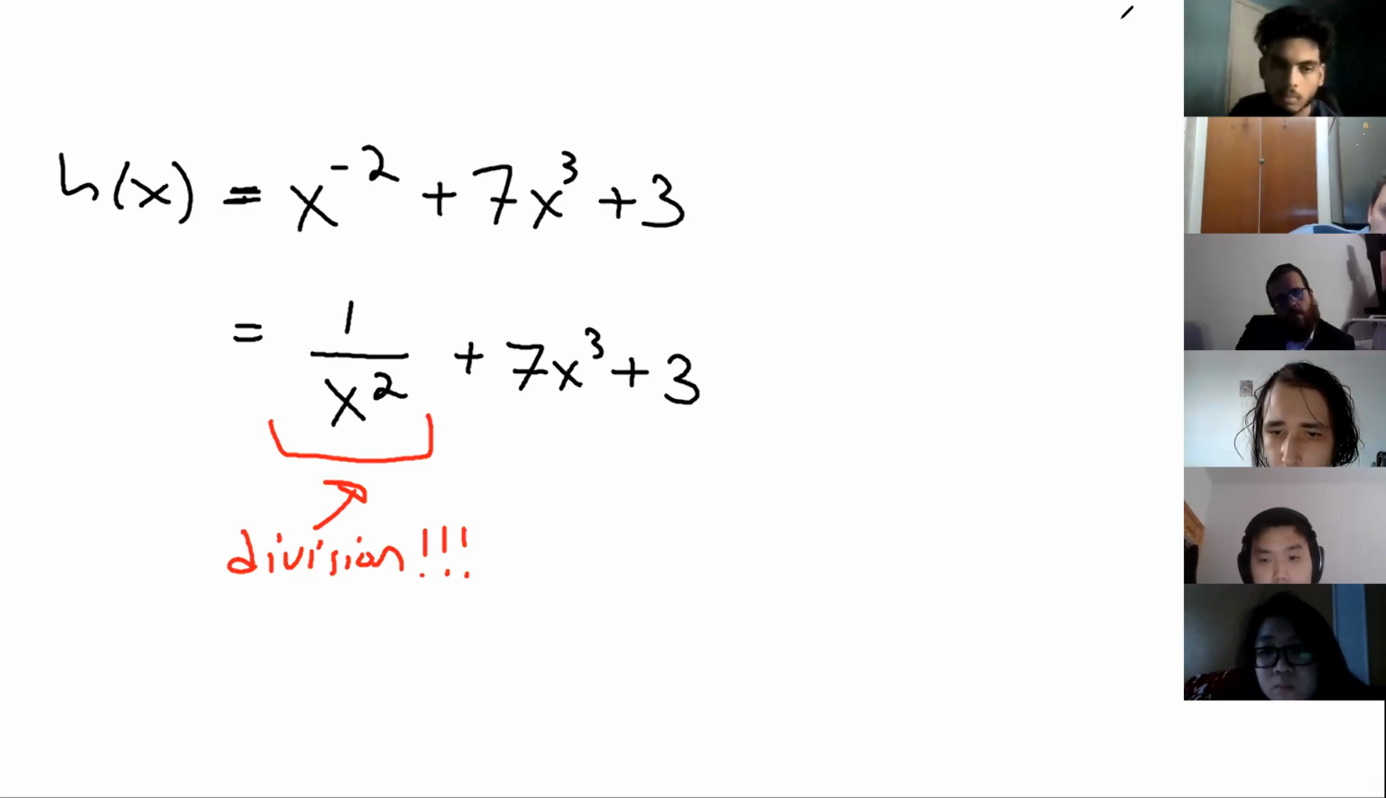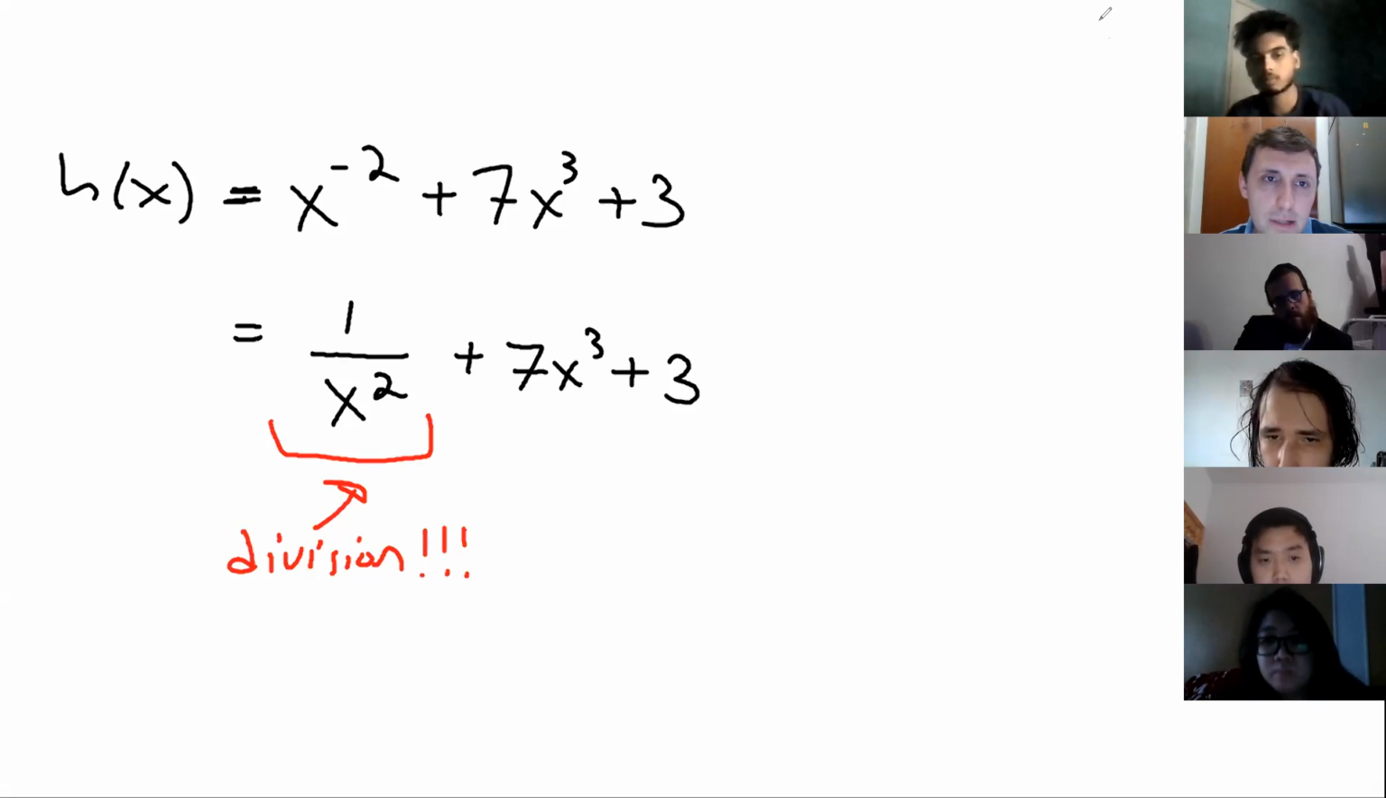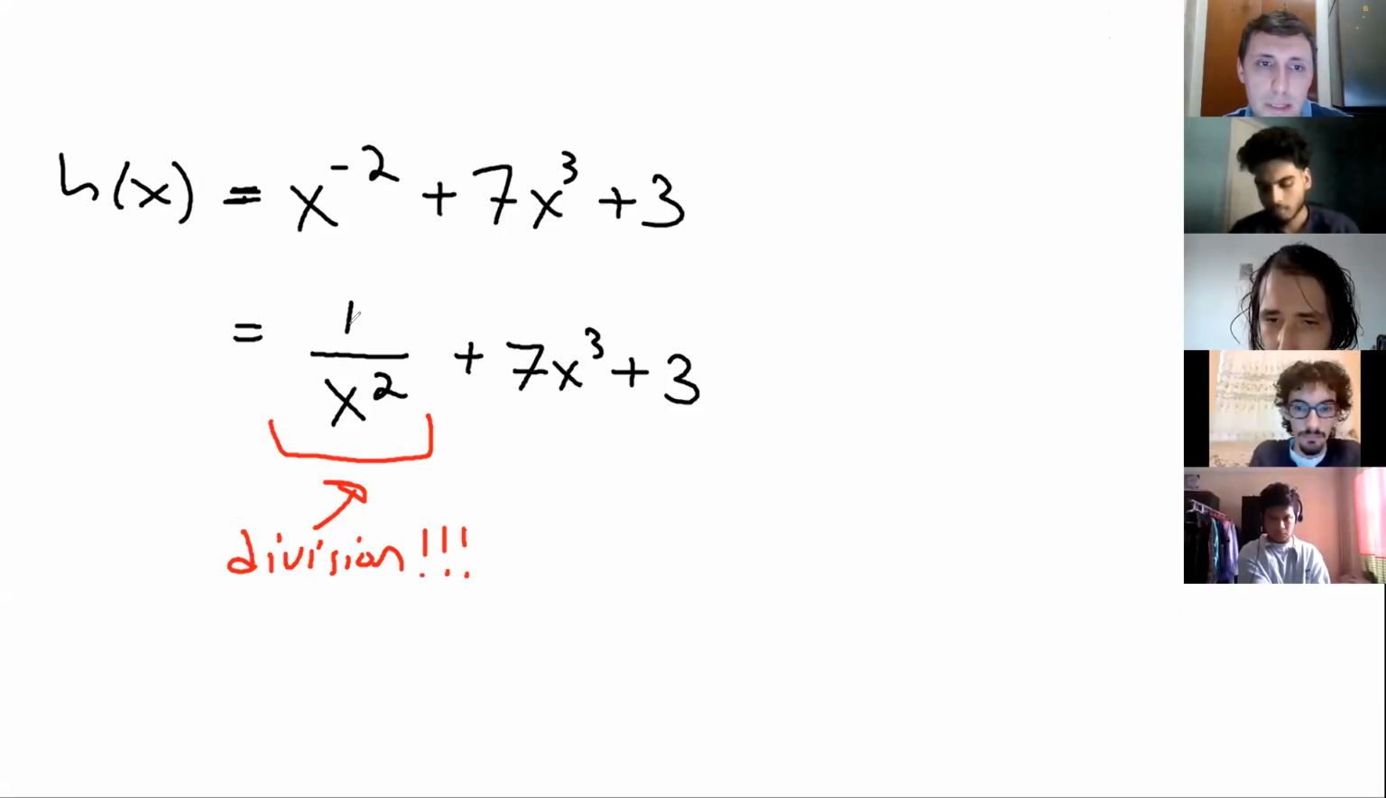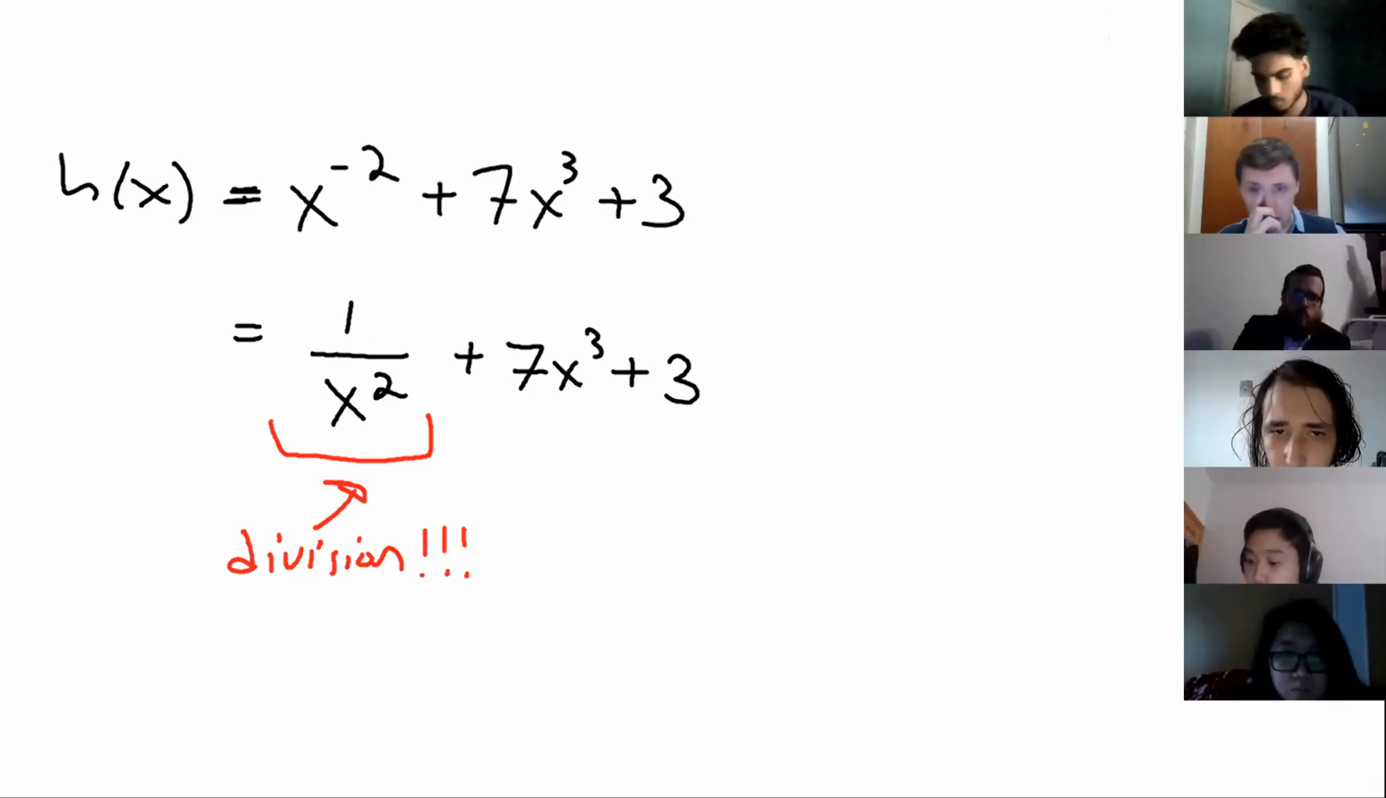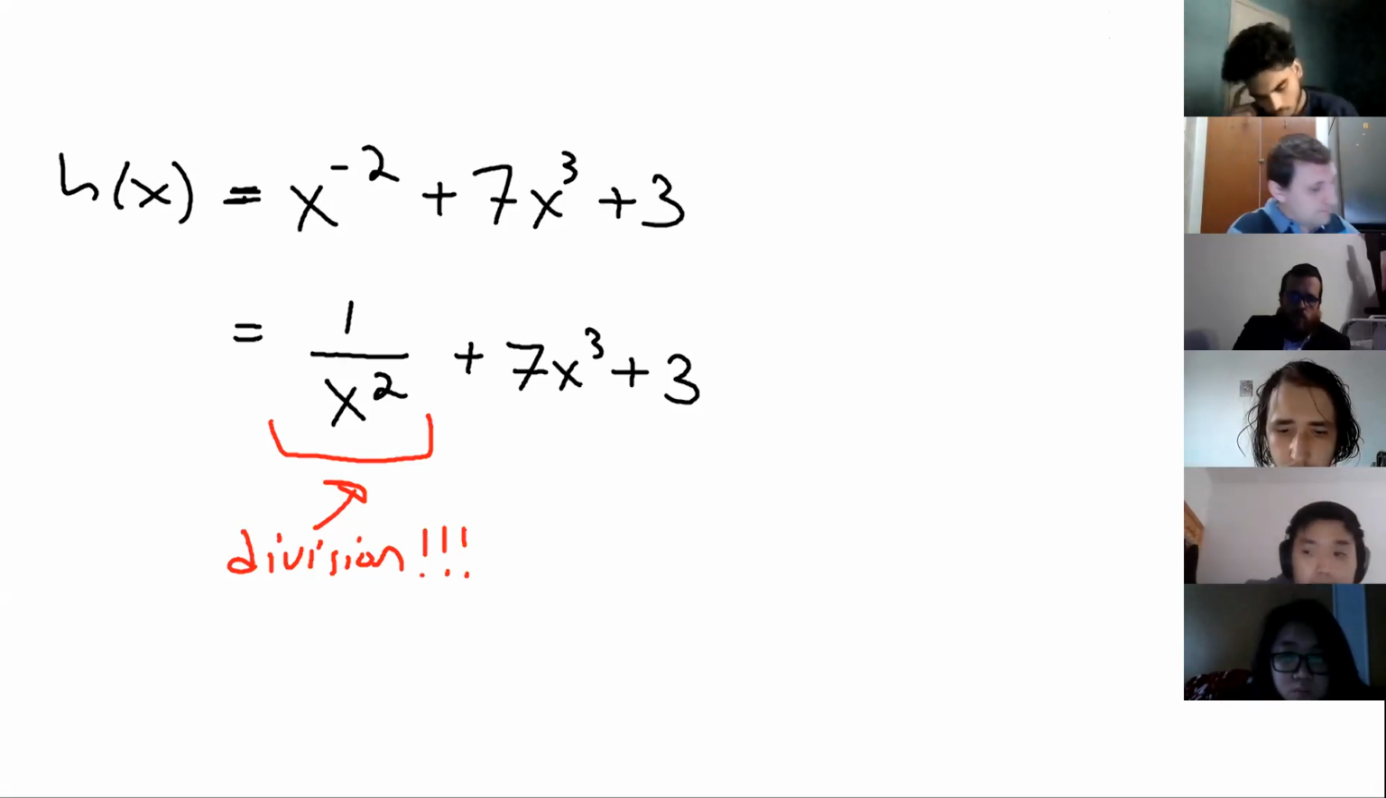Okay, I'll give you 2 minutes to think about it. Look at this expression. It's x to the minus 2 plus 7x cubed plus 3. Here is that same expression. Think whether you can do something with it, and I will look who is here.